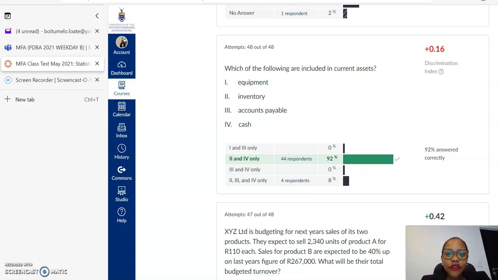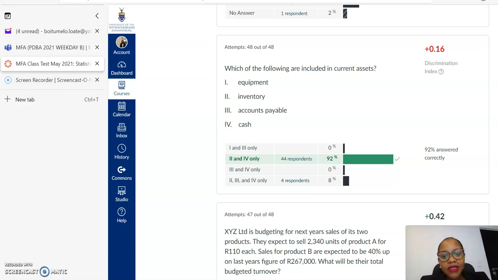The first question is, which of the following are included in current assets? We've got equipment, inventory, accounts payable, and cash. Remember, equipment is used for a long period of time. So the only ones that should be included in current assets should be inventory and cash. 92% of the students got it correctly.